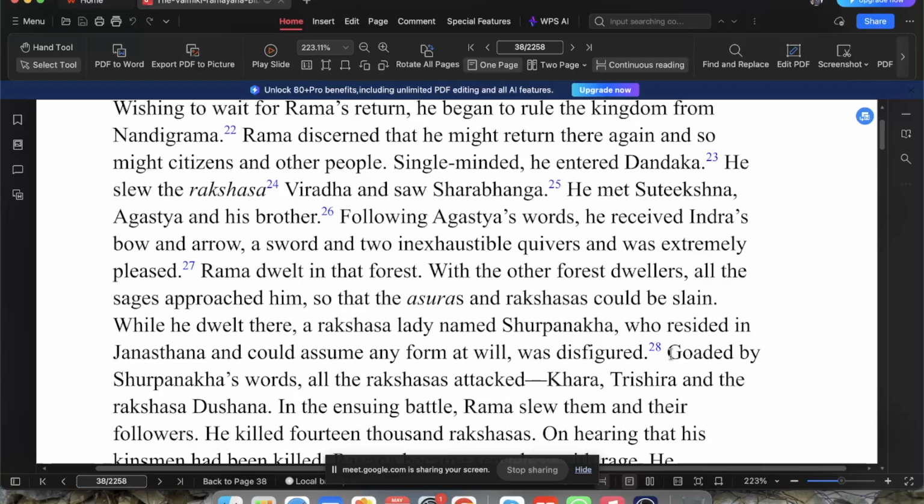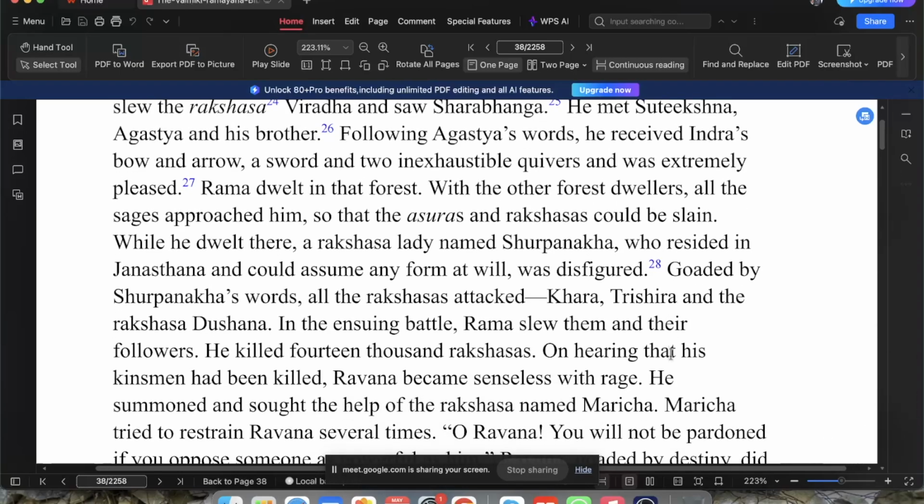While he dwelt there, a Rakshasa lady named Shurpanaka, who resided in Janasthana and could assume any form at will, was disfigured. Goaded by Shurpanaka's words, all the Rakshasas attacked Khara, Trishira, and the Rakshasa Dushana. In the ensuing battle, Rama slew them and their followers. He killed 14,000 Rakshasas. On hearing that his kinsmen had been killed, Ravana became senseless with rage.